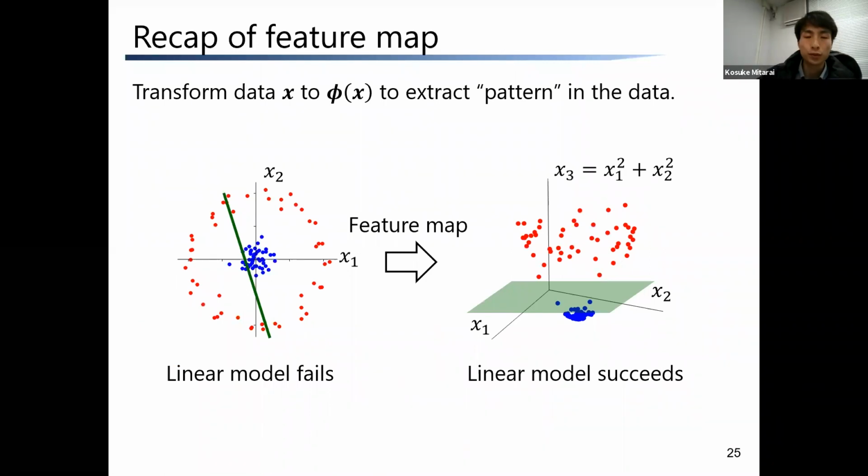Turning to the theoretical side of this work, I will briefly remind you about the feature map. The feature map was the transform which puts data into a feature space, which transforms the data to extract patterns in the data. So this kind of thing was called a feature map.